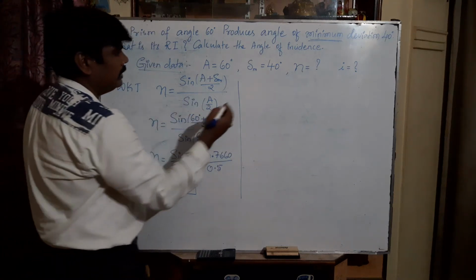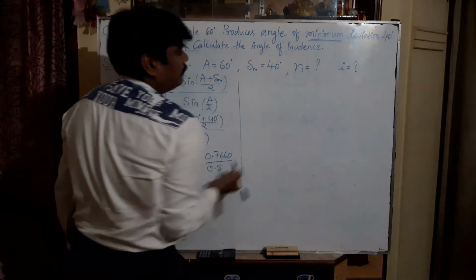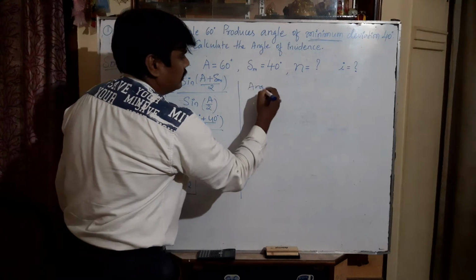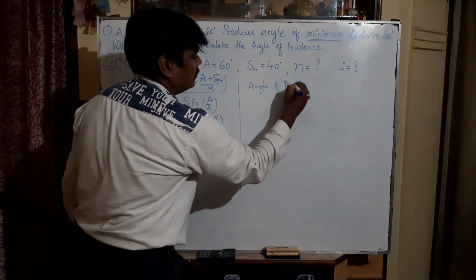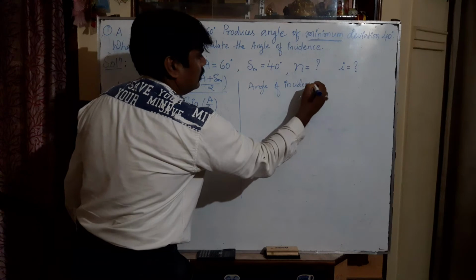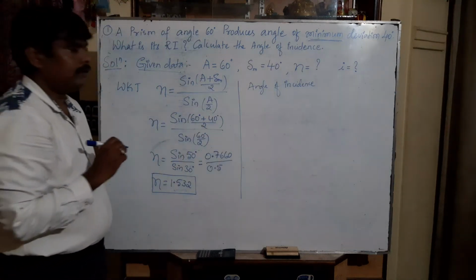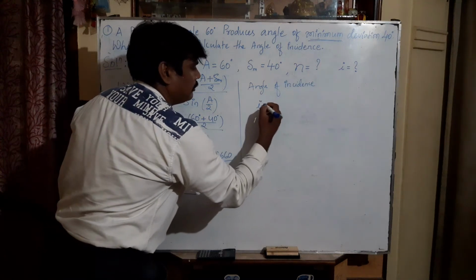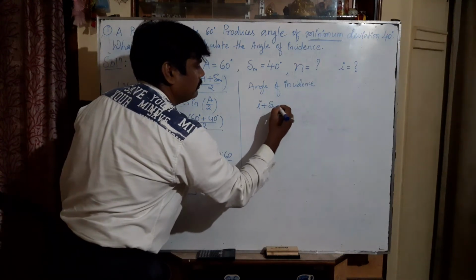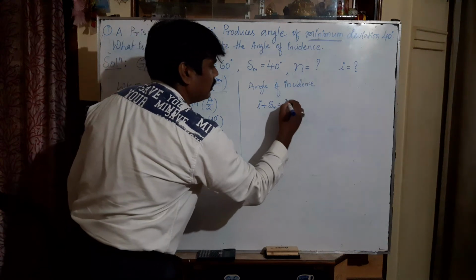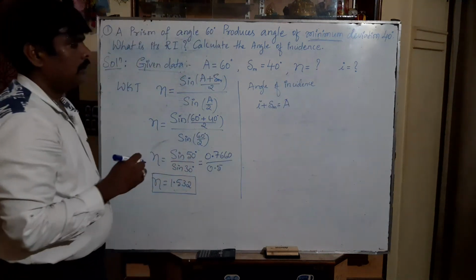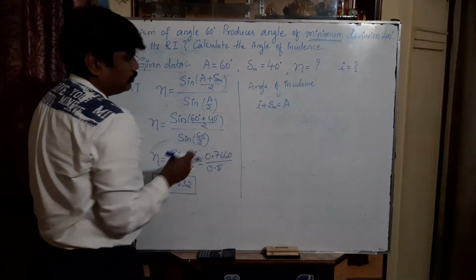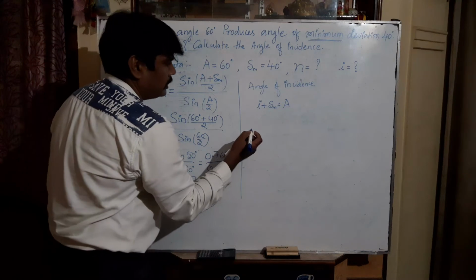So we already calculated the first required quantity, that is refractive index. And the second quantity we need to find is the angle of incidence. To find the angle of incidence, there is a formula: i plus delta m is equal to angle of the prism. See, i plus delta m is equal to angle of the prism. So you can use this formula to calculate, because there are two formulas.